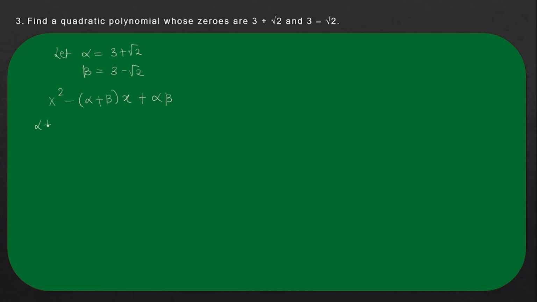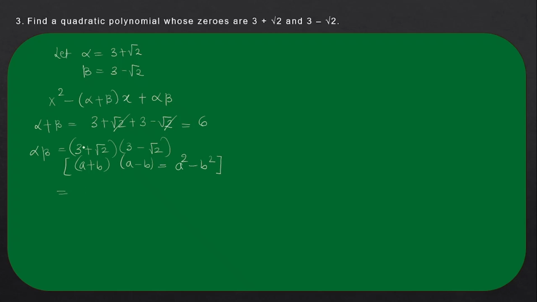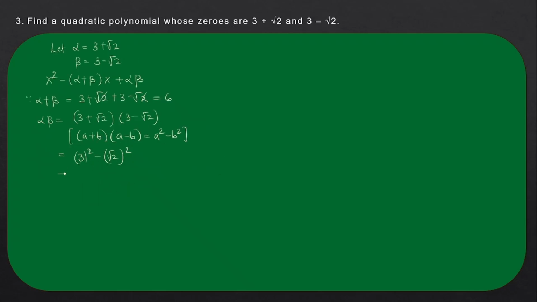Now let us first find alpha plus beta. We get 3 plus root 2 plus 3 minus root 2. So plus root 2 minus root 2 will get cancelled. So alpha plus beta becomes 6. Alpha into beta, 3 plus root 2 times 3 minus root 2. This expression is in the form of a plus b times a minus b. How do we simplify a plus b, a minus b? It is a square minus b square. So 3 plus root 2 times 3 minus root 2 becomes a square, which is 3 square, minus root 2 square, which is equal to 9 minus 2, that is 7.